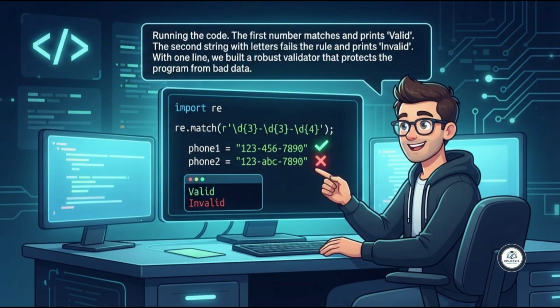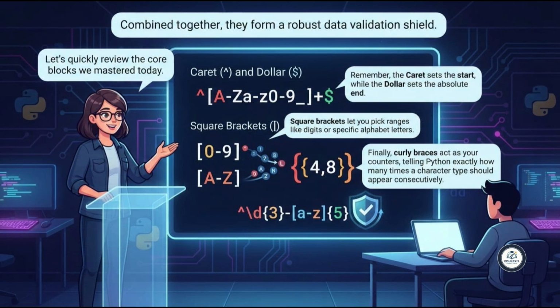Let's run the code. As expected, our first phone number string returns a successful match object and prints valid. The second string, which contains letters instead of numbers in the middle segment, fails our character set rule and prints invalid. With just one line of pattern logic, we've built a robust structural validator that protects our program from bad input data. Let's quickly review the core blocks we mastered today.